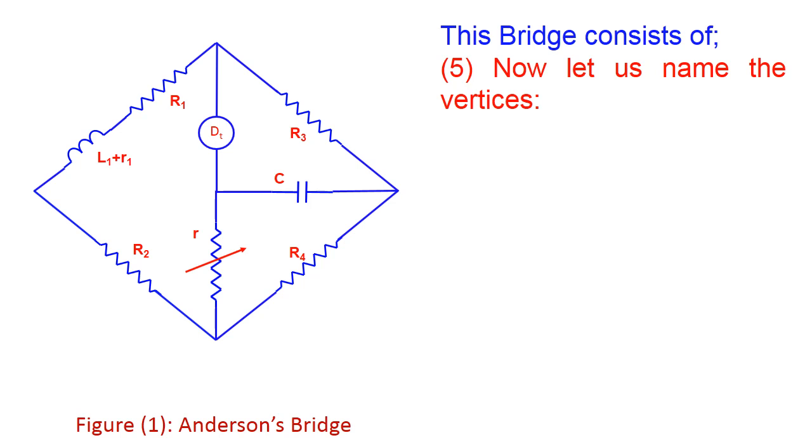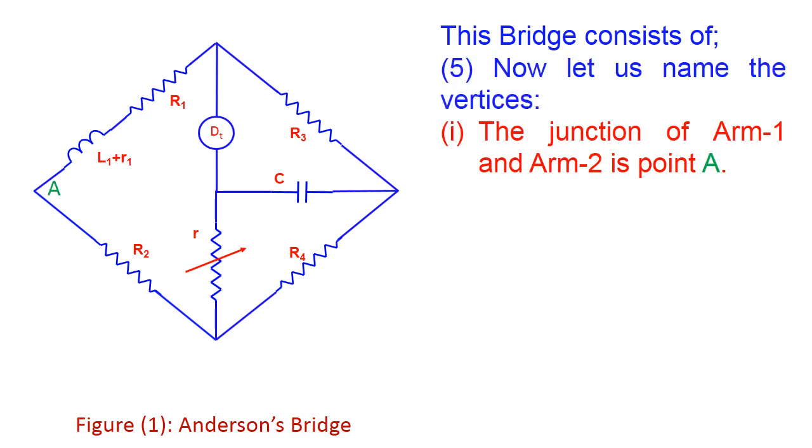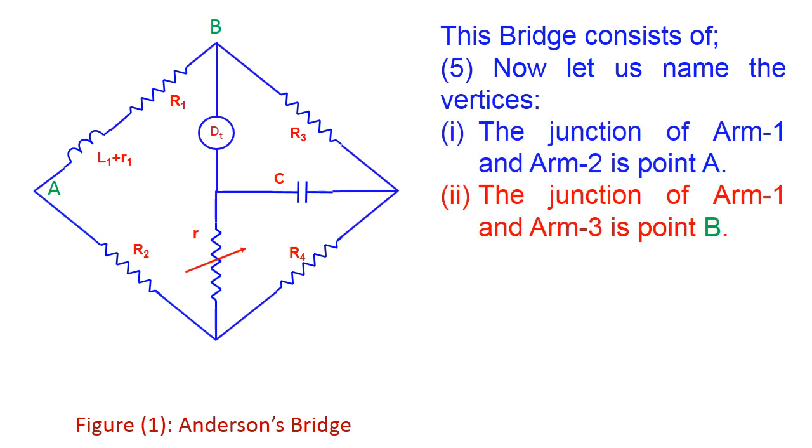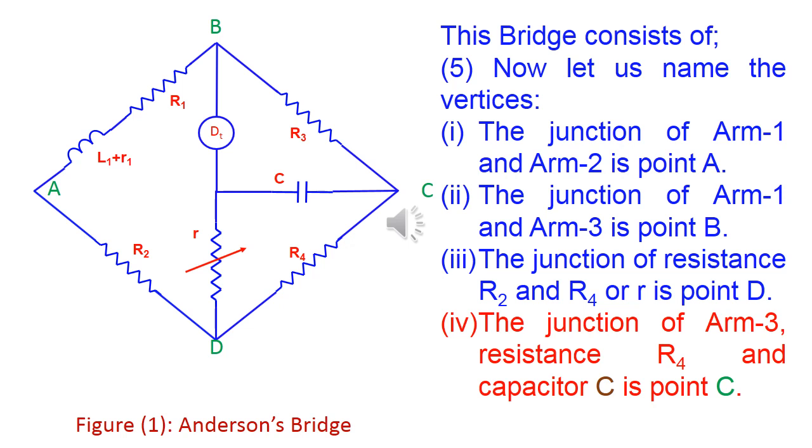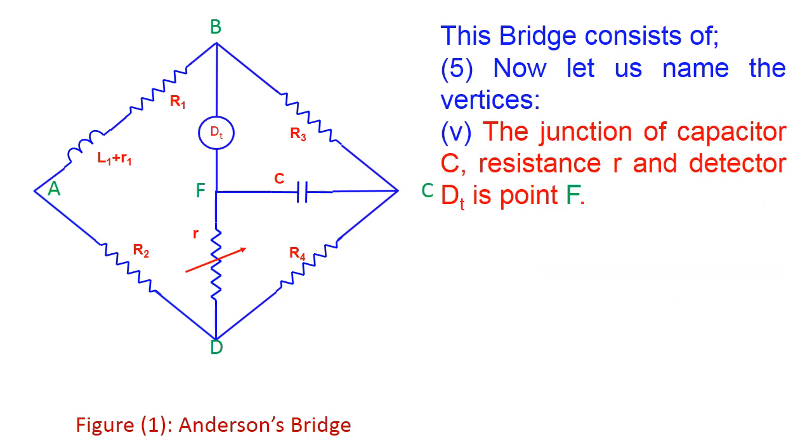Now, let us name the vertices of this bridge. The junction of arm 1 and arm 2 is designated as point A or vertex A of Anderson's bridge. The junction of arm 1 and arm 3 is point B. The junction of resistance R2, R4 and variable resistance r is point D. The junction of arm 3, resistance R4 and capacitor C is point C. The junction of capacitor C, resistance r and detector DT is point F.